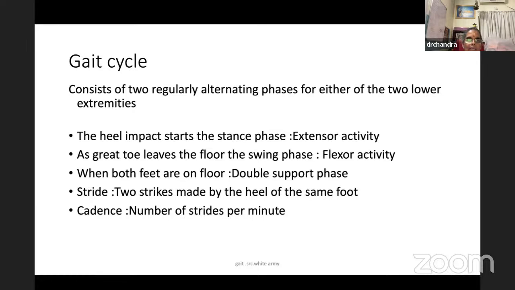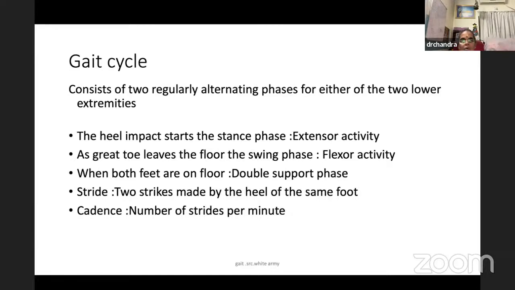And now the gait cycle is coming. It consists of two regularly alternating phases, in either of the two lower extremities. So gait starts by the heel contact. The heel of our foot touches the floor. The heel impact starts the stance phase. So as we saw first, the limb that is touching the floor is promoted to extend by the locomotor center and the central pattern generators.